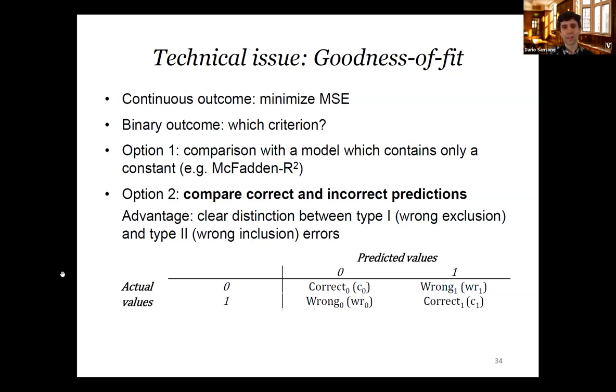Alternatively, what you can do is compare correct and incorrect predictions, which is something that I prefer in this context because it really makes clear that there is a type one and a type two error. You could incorrectly predict somebody to graduate even if they end up dropping out, or you could incorrectly predict somebody to drop out even if they graduate. And these kinds of errors have different costs, so you want to treat them differently.